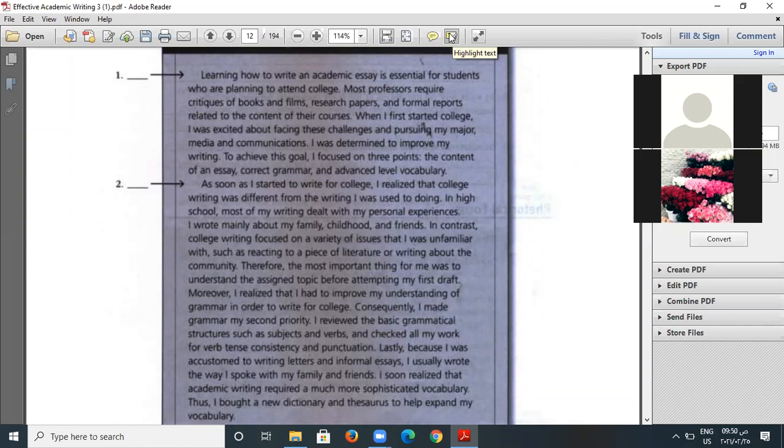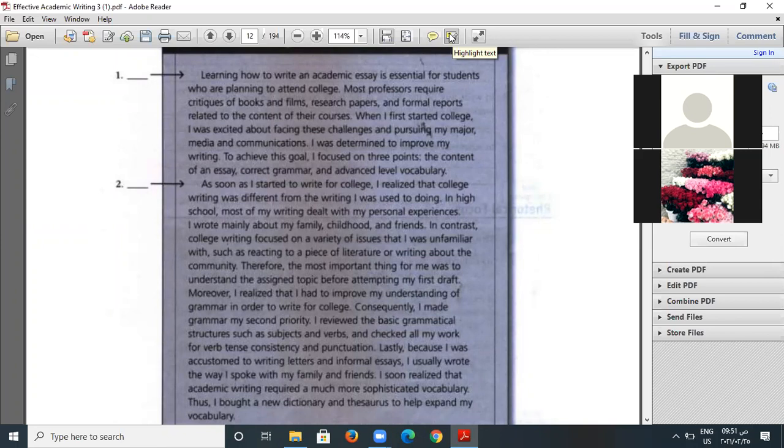Yes. Then I realized that I had to improve my understanding of grammar in order to write for college. Consequently, also a connector. What did he or she do? I made grammar my second priority. So what was the first priority? Content, meaning understanding the ideas in the passage you write the essay about, whether the ideas are present in your essay. So the second priority is grammar, and the first priority was content. Of course he didn't say first priority, but says my second priority, which is grammar, so the first is content.